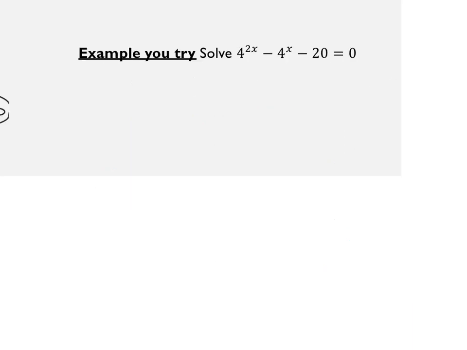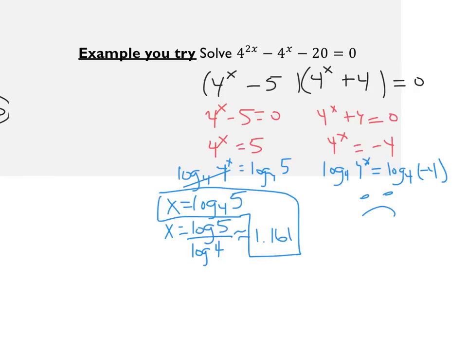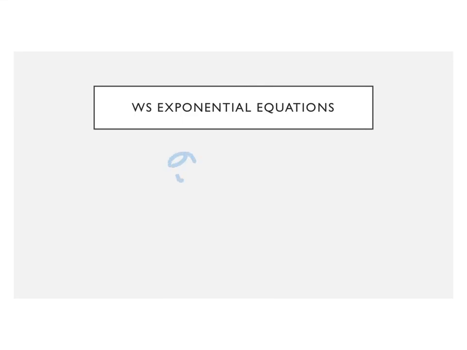Take a minute and try this last problem. So hopefully you find the only solution for this one is x equals log base 4 of 5, or approximately 1.61. Yay, time to practice.